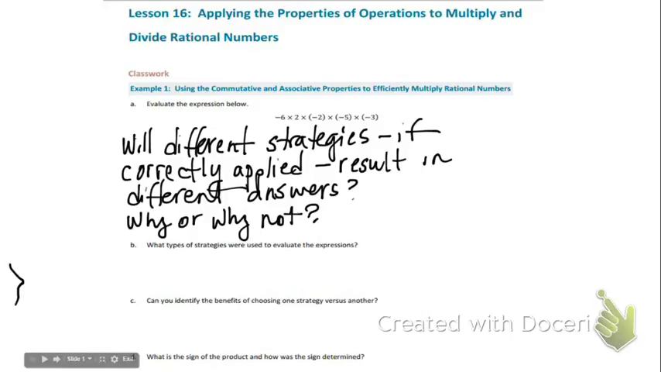Okay, so here we are at the first page of your binder, and example 1 says using the commutative and associative properties to efficiently multiply rational numbers. This is the idea of efficiency, and it may not seem so efficient at times, but it is more efficient. You'll see that in coming months and years, how what you learned this year, if you do apply it, how doing math will become more efficient.